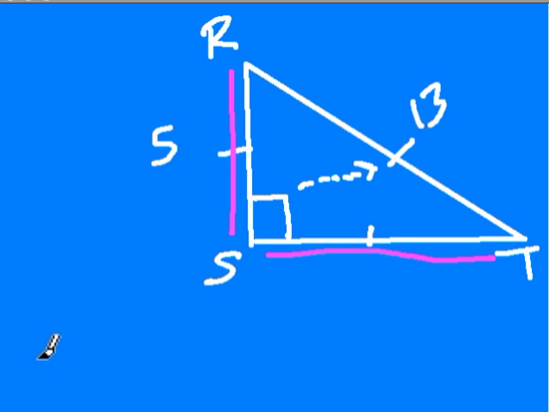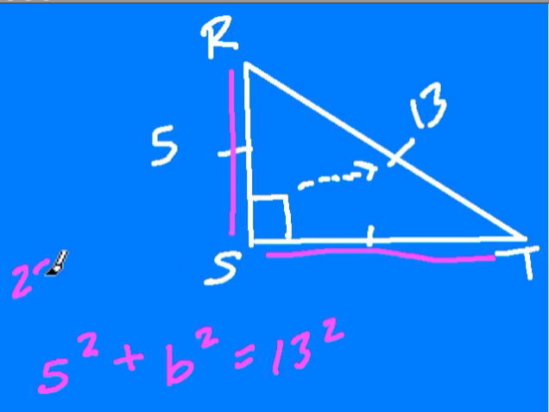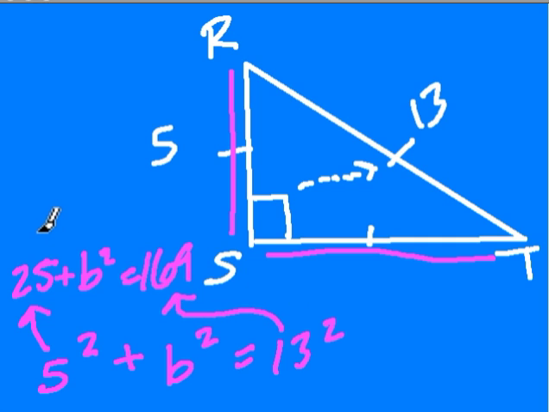Now the Pythagorean theorem says that the length of one leg, 5 squared, plus the other leg, we don't know what it is yet, will always equal the hypotenuse squared. So that means that 25 plus b squared equals 169. Now 25, I got that from 5 squared, and 169, that's from 13 squared. So if I want to know what b squared is, I'm saying b squared plus 25 is 169.